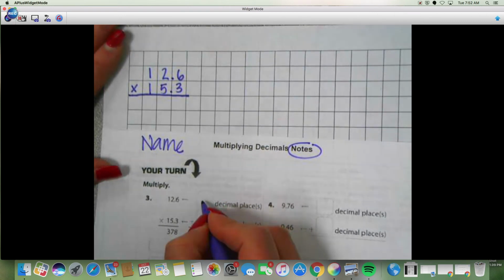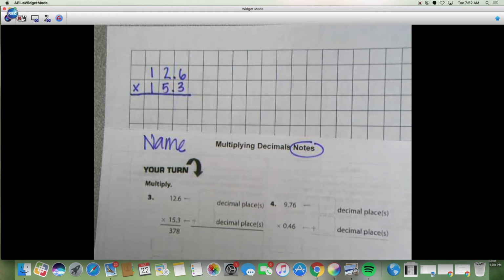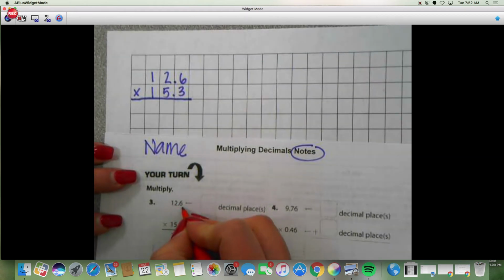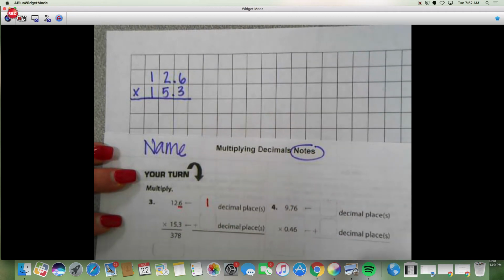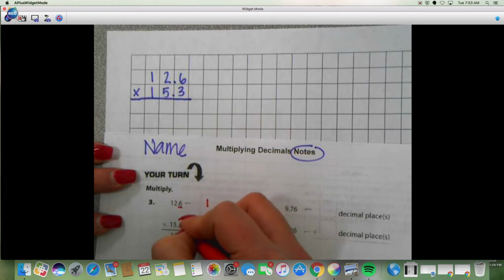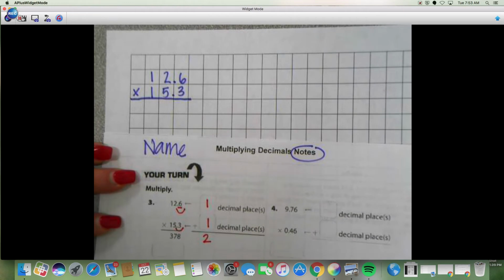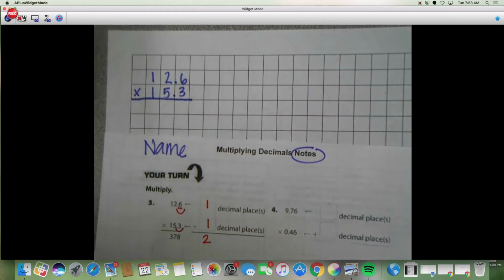As you can see, they give us this box down here, and they want us to show how many numbers we have after the decimal. We have one number after the decimal, so we're going to write 1. And we have one number after the decimal here, so we're going to write 1. When we get our answer, we're going to have to move that decimal 2 places over to the left. But for now, we're just going to pretend they're at the end. It's almost like we moved them over. We moved them to the end 2 total times. And we can just simply multiply like normal.